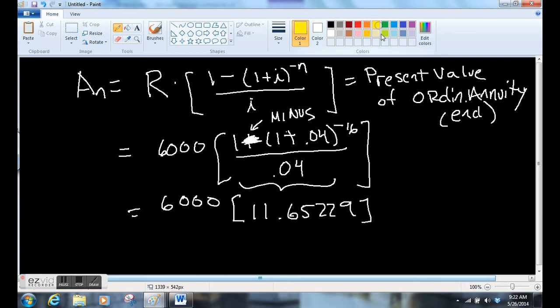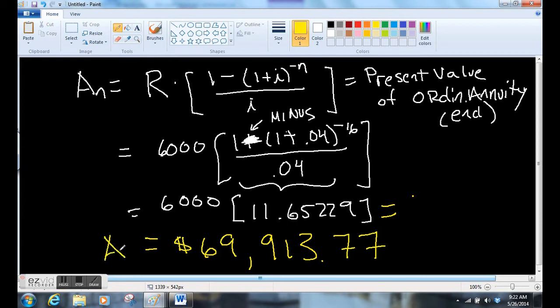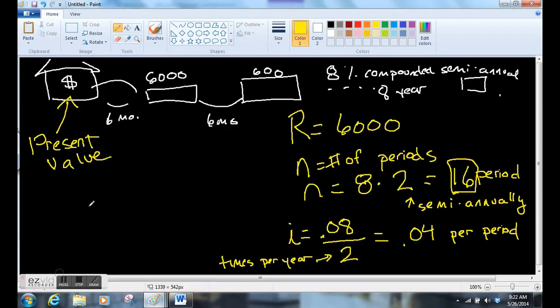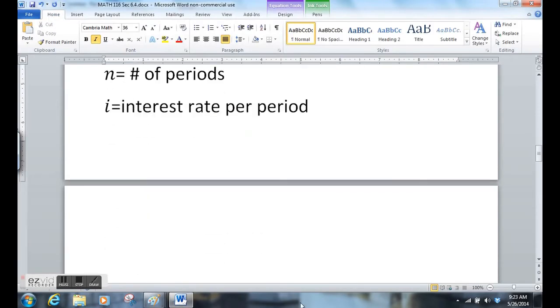So this is 6,000 times this whole thing here, which, when you plug it into your calculator, is 11.65229, approximately. So your final answer is equal to, I better write it down here. It's a big number. I didn't have room. $69,913.77. So that's your annuity. So Grandma, your grandma, thanks Grandma, is putting $69,913.77 in some fund, and then it's paying out at this rate. So let's look at another problem.